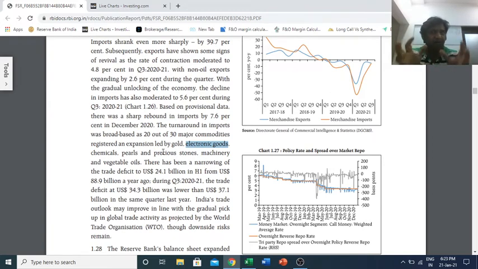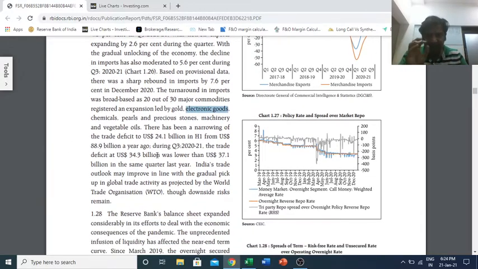But imports of consumables, see, gold may be treated as an asset, but import of consumables is not the best thing that happens for an economy. So that is just a point we need to pay attention to. But nevertheless, what RBI says is important. Other than importing precious stones, machinery and vegetable oil, there has been a narrowing of the trade deficit, and this is important. The trade deficit came down to 24 billion from 88 billion. It was like a 90 billion deficit, and that has come down to 24 billion. So that's one good thing. The trade deficit at 34 was lower than 31 in the same quarter.